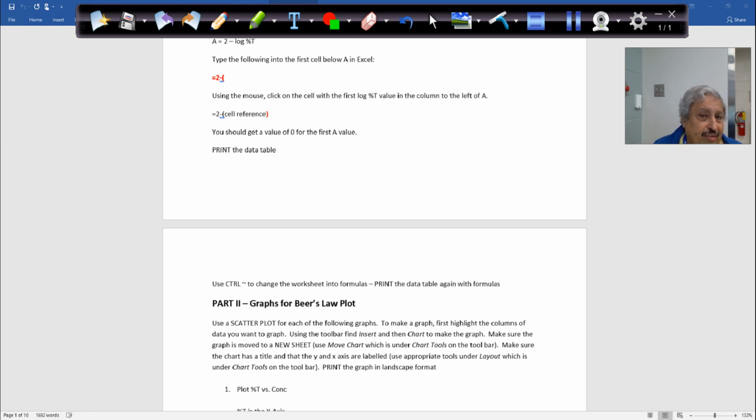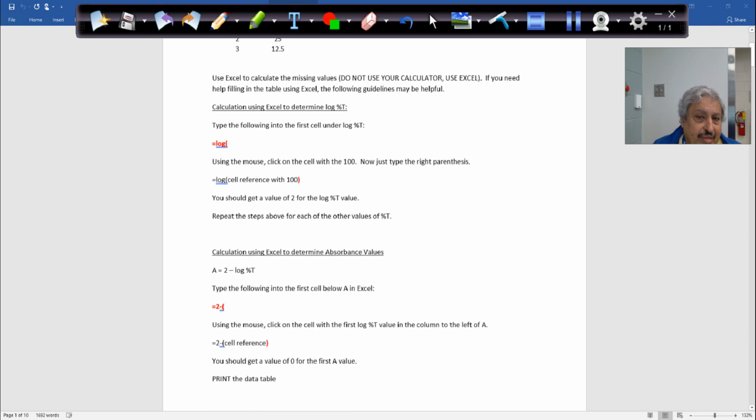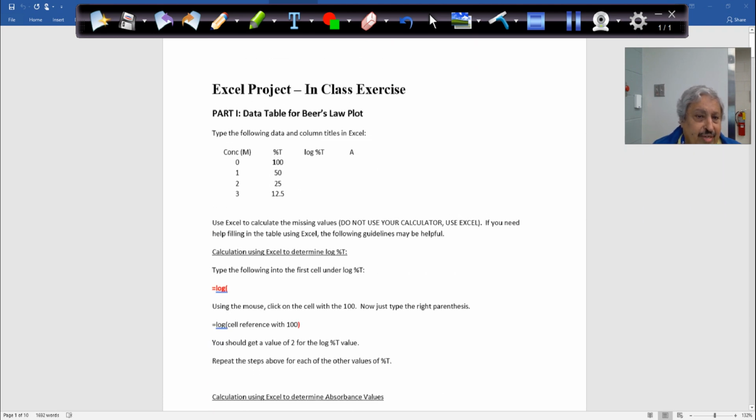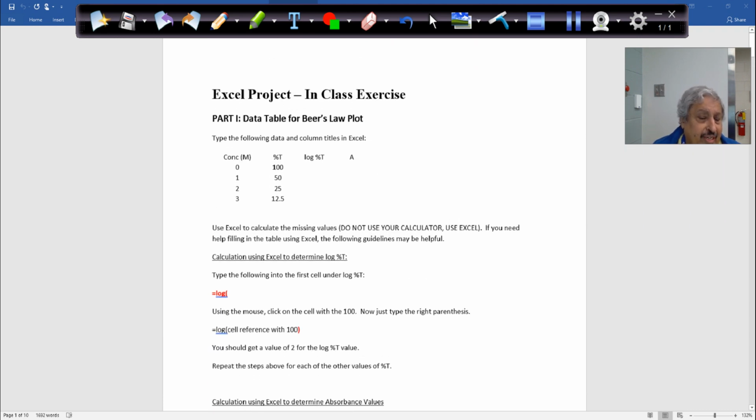So the first thing, if you look at the procedure here, is saying we have to plot the Beer's law, which is the relationship between the concentration and the A, which means absorbance. There is a relationship between concentration and absorbance, and the T is transmittance. So we have, given to us, this relationship.